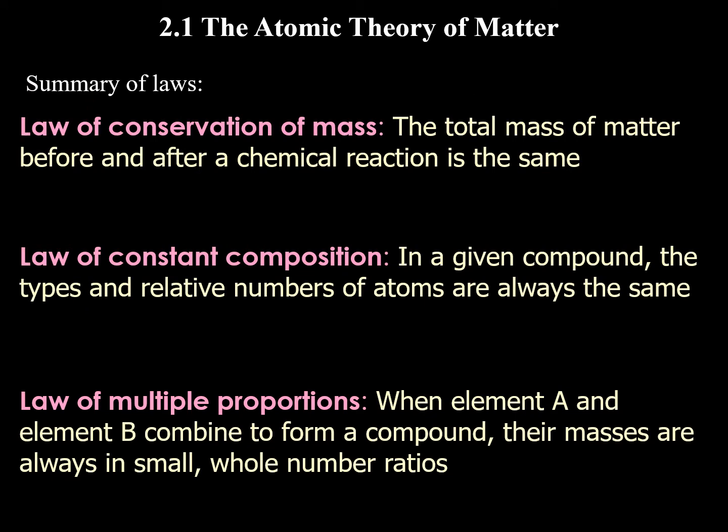So just a summary, law of conservation of mass, the mass before and after a chemical reaction is the same. Law of constant composition, the type of atoms within a particular molecule are the same. Law of multiple proportions, when you combine elements A and B, their masses are always in small whole number ratios, as I said before with the example with nitrogen and oxygen.